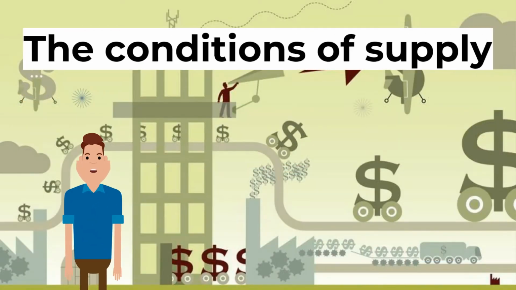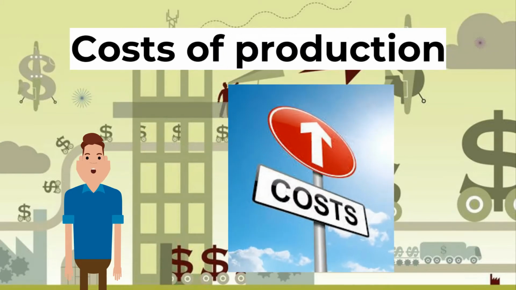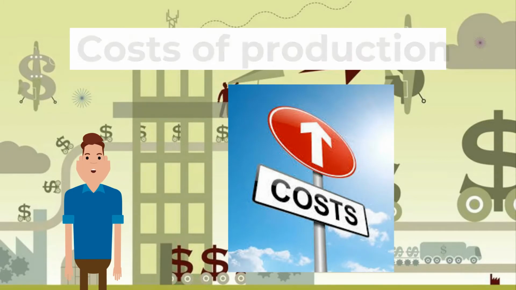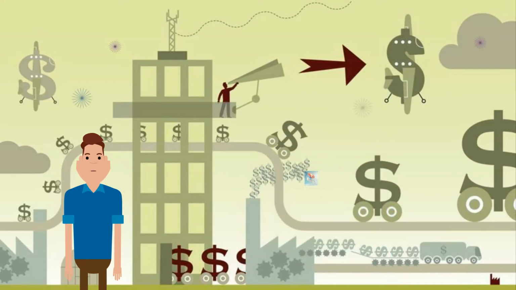Let's have a closer look at the conditions of supply. 1. Costs of production. If a business has an increase in their costs but their selling price stays the same, they will make less money on what they sell. They will put up their prices in order to avoid making a loss, and so less is supplied at each price, meaning the supply curve will shift to the left. If they have a decrease in their costs, then it will shift to the right.